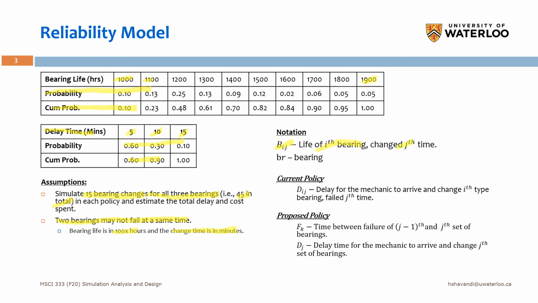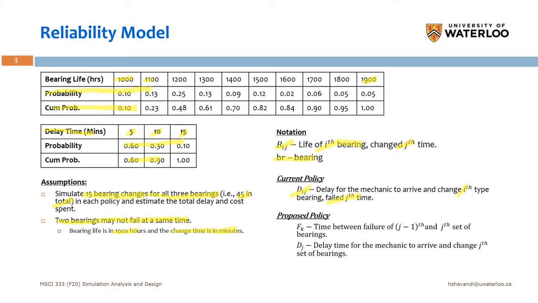Since we are going to have 15 changes, 15 replacements, at each replacement we need to consider a useful life for that bearing, right? So we will generate that from this distribution. So here we need to define Bij, okay? And BR will be the bearing here. So for the current policy, Dij means the delay for the mechanic to arrive and change the ith type bearing, which has failed for the jth time, right?